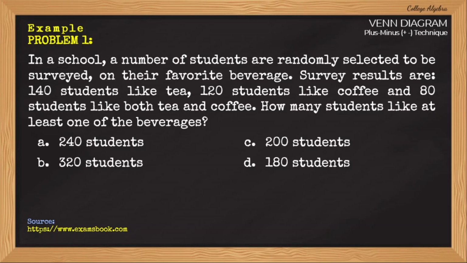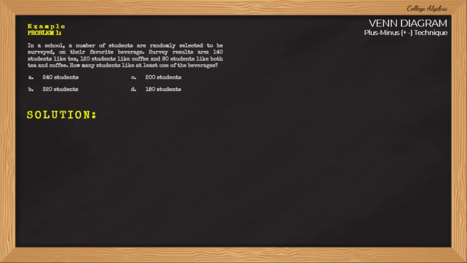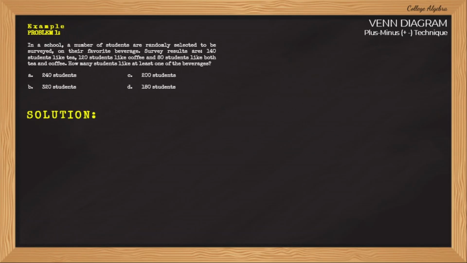So let us now solve this problem. Here, we have two sets. The first is tea and the second is coffee. So we need to first list all the given values per number of set combinations. I mean, we need to list all the values for the combination of one set, combination of two sets, the combination of three sets, and so on.